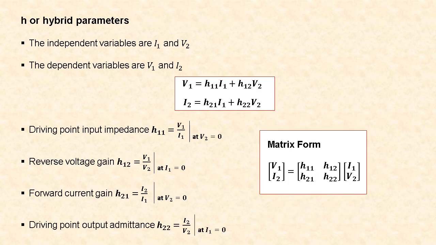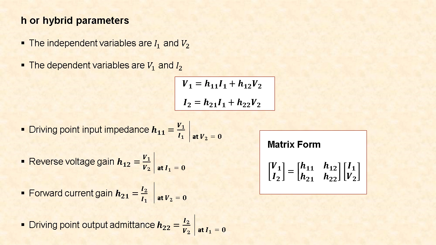Next is the hybrid parameters. Here the independent variables are I1 and V2 and dependent variables are V1 and I2. The network equations are V1 is equal to H11 into I1 plus H12 into V2 and I2 is equal to H21 into I1 plus H22 into V2.